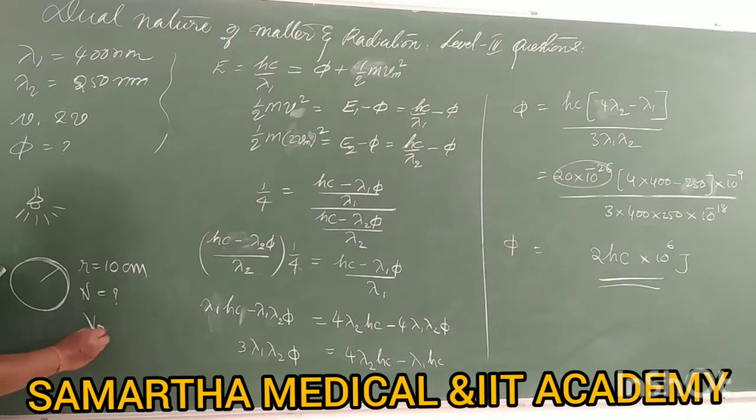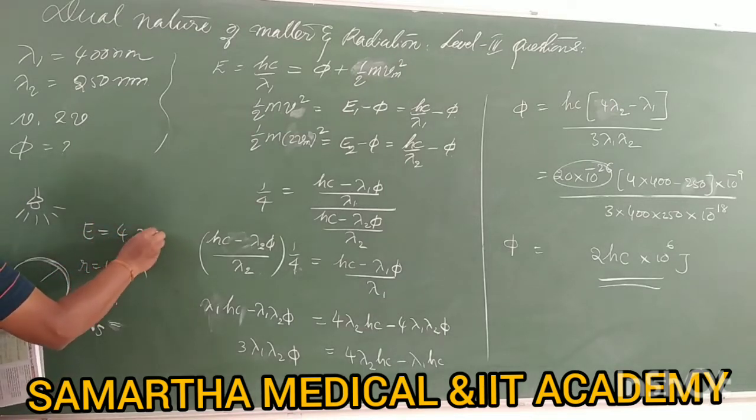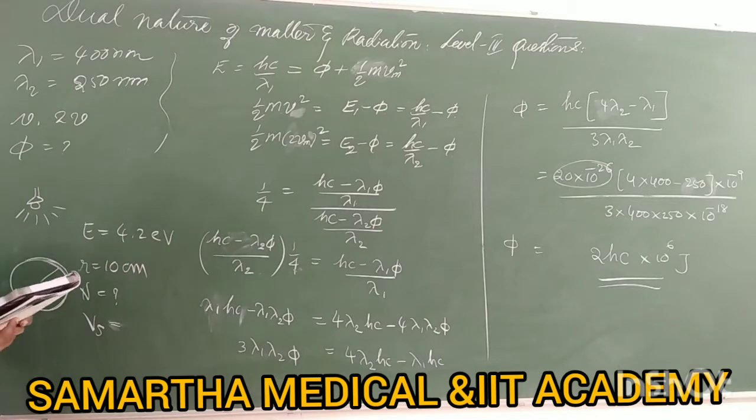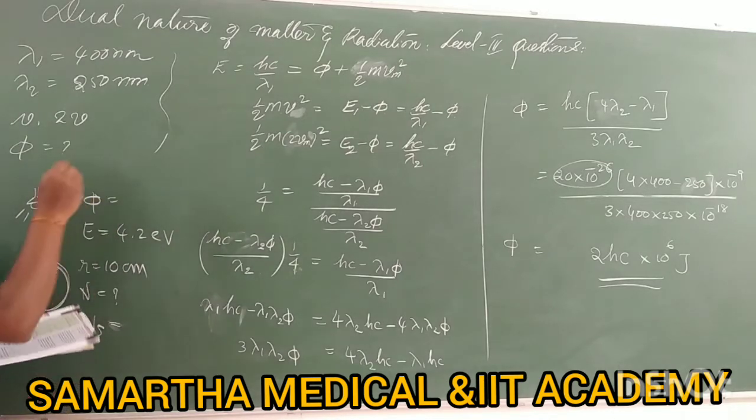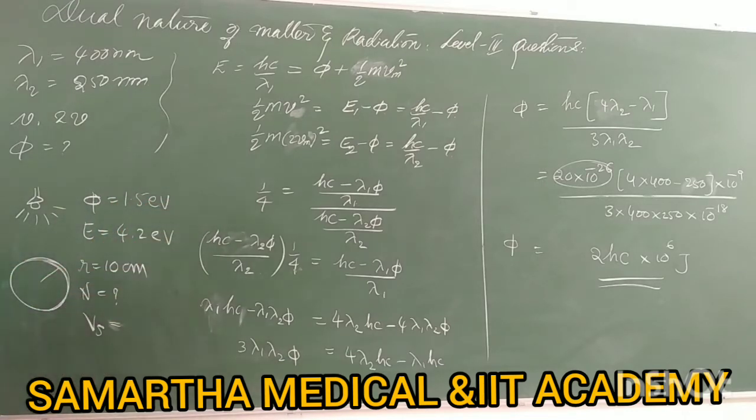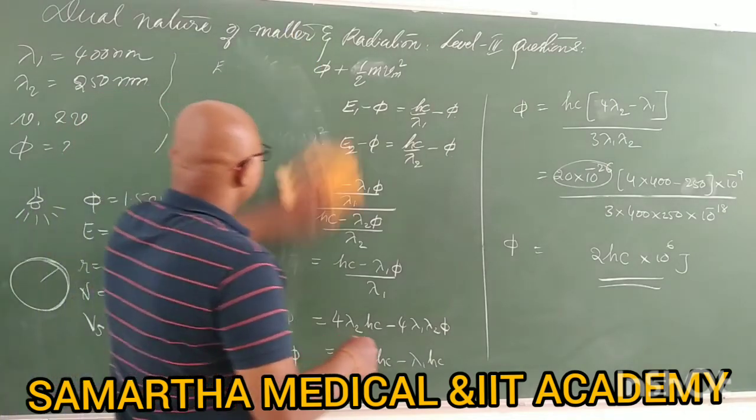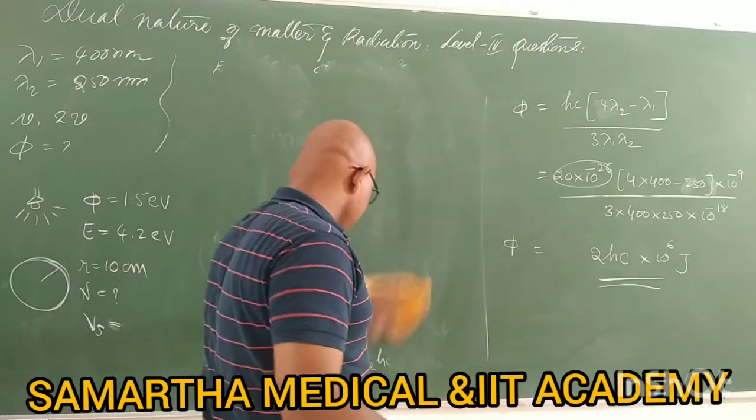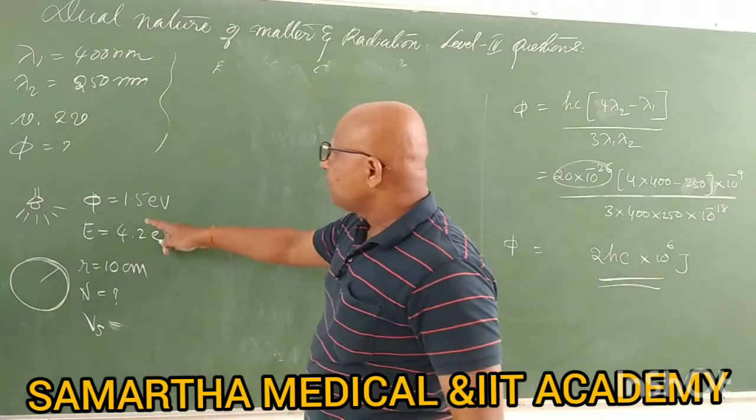Means they have applied the Vs. They have applied the Vs, means from this sphere photoelectrons are emitted, and you have applied a particular stopping potential so that the electrons are stopped, and then the energy of the incident photon is 4.2 eV. The energy of the incident photon is 4.2 eV, and the work function of the metal is also given, 1.5 eV. Okay, this question is simple actually, it's not complicated, don't get worried. Okay, you see what they have given, they have given the work function and energy.